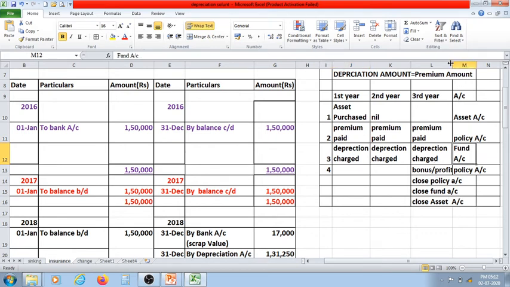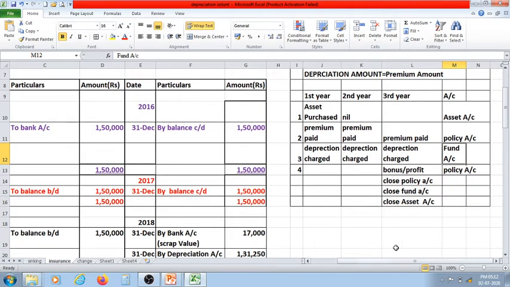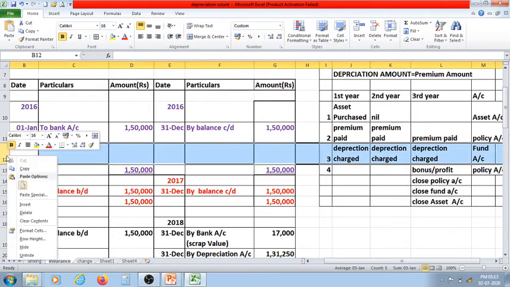When we do this, we are going to close the accounts for the first year. When we close the account, we see that the journal entry in the machinery account is only on the debit side. So on the credit side, we just write by balance carried down 1,50,000 and close the ledger account with 1,50,000.